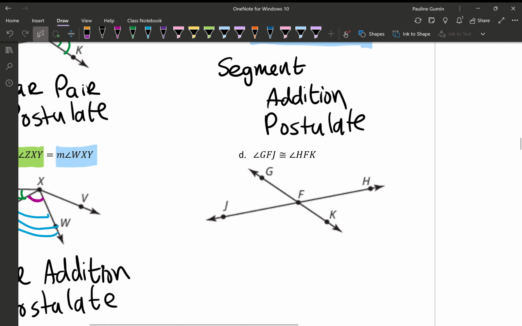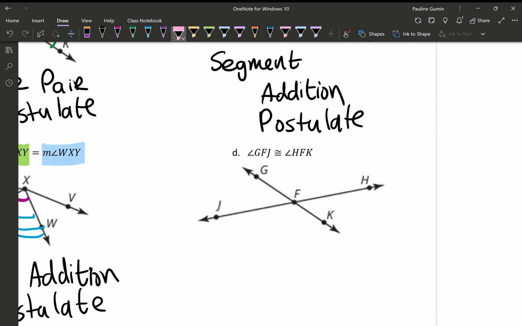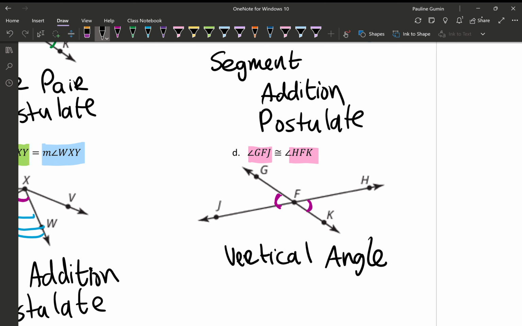All right, last one, letter D. It says that GFJ is congruent to, that means equal to, the same measurement as HFK. I can mark it with the same one. This is the vertical angle theorem.